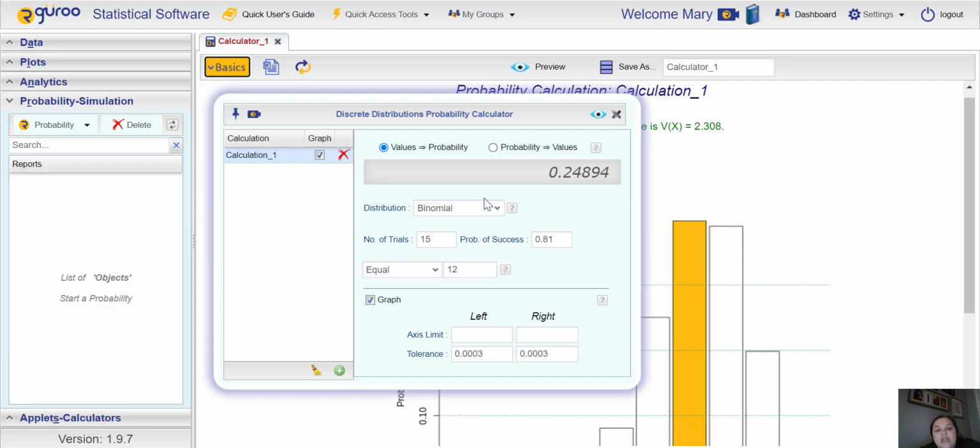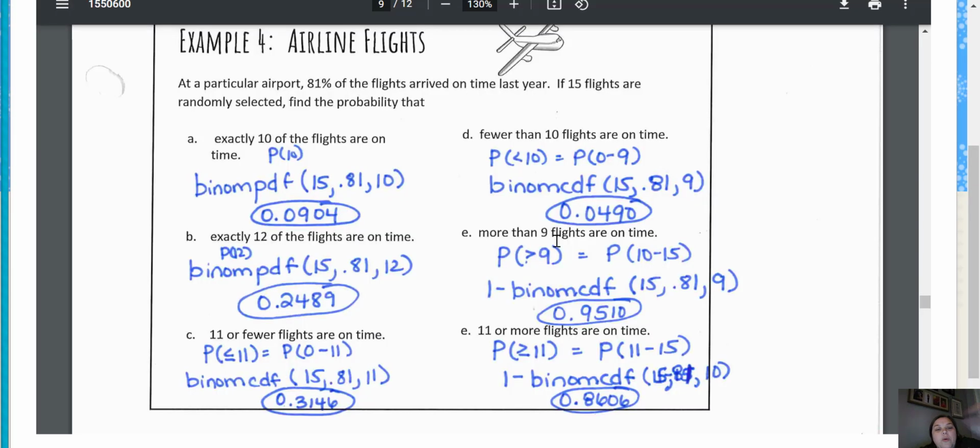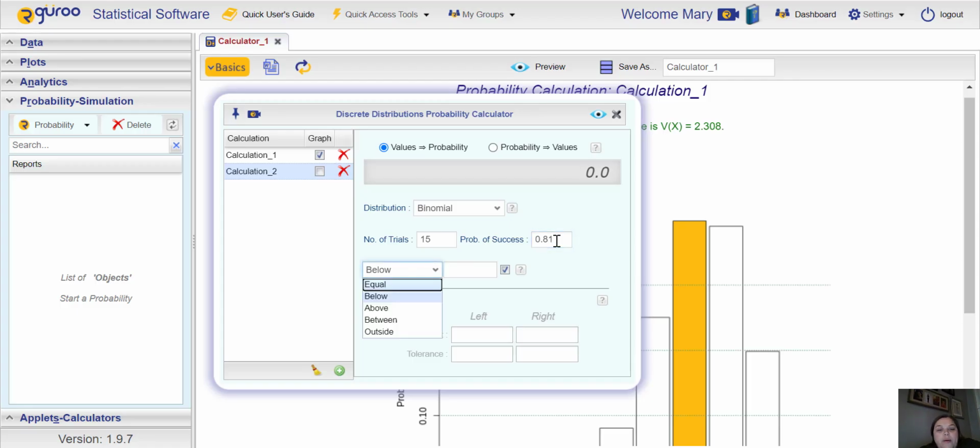Instead of changing this over here on the right hand side, I'm just going to make a new calculation to show you that's another thing you can do. You can just add a calculation, which I did. Number of trials was 15. The probability of a success is 0.81. And this time we want the probability that it is 11 or fewer. So fewer would be below, so I'm going to choose below.